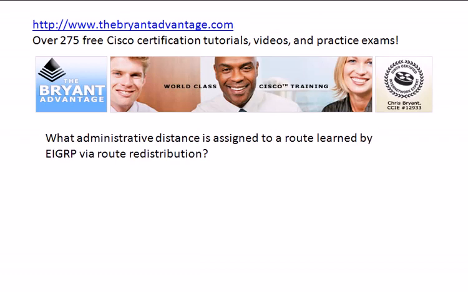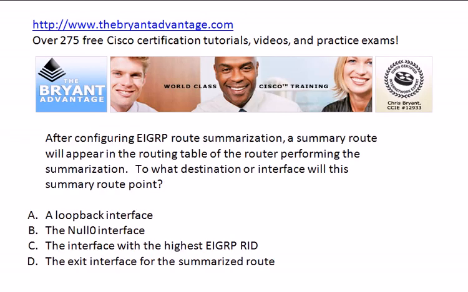Question 1, no choices for this one because you learned this in your CCNA studies. What administrative distance is assigned to a route that's learned by EIGRP via route redistribution? You should also know what we call that kind of route, but you definitely want to know the AD assigned to it.